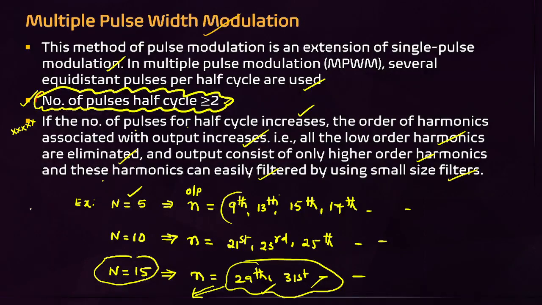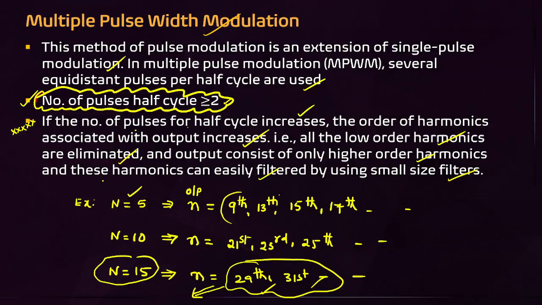Then what is the multiple pulse width modulation inverter? In a multiple pulse width modulation inverter, we can generate a number of pulses per half cycle greater than or equal to 2. Those inverters are called multiple pulse width modulated inverters. The idea behind multiple pulse width modulation is that if you generate more pulses per half cycle, then the order of harmonics associated with the output is increased. The output consists of only higher order harmonics, and all the low order harmonics are eliminated. That is the main motive of the multiple PWM technique.